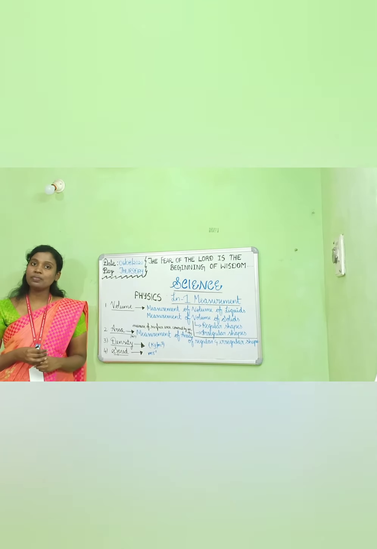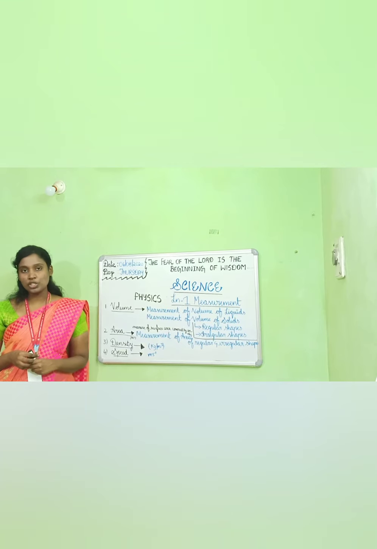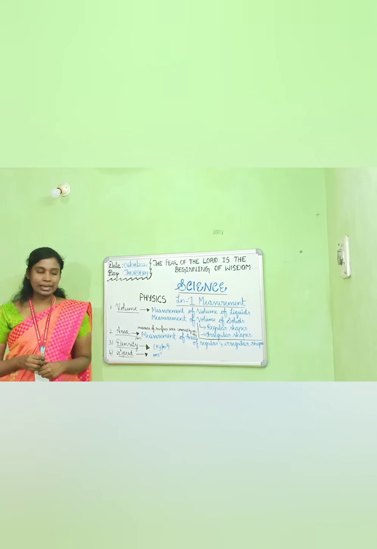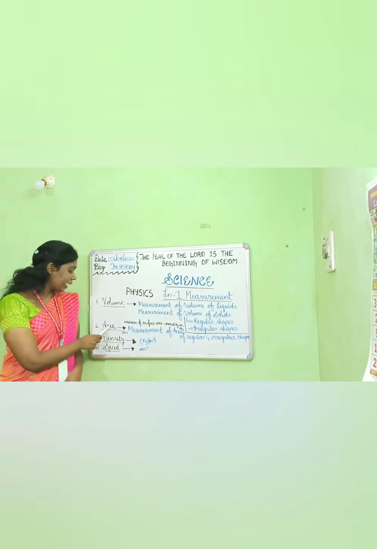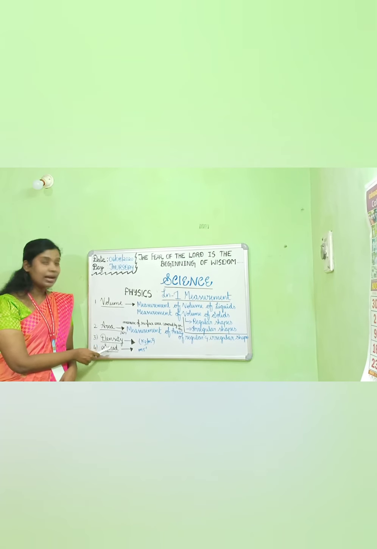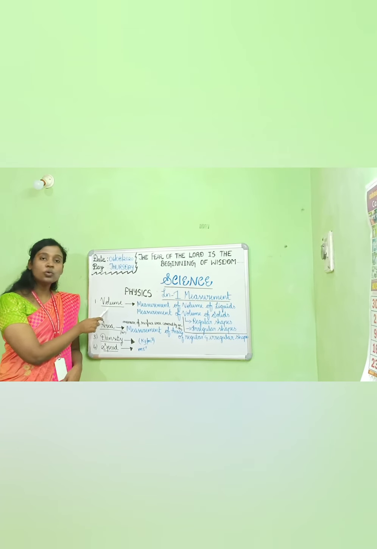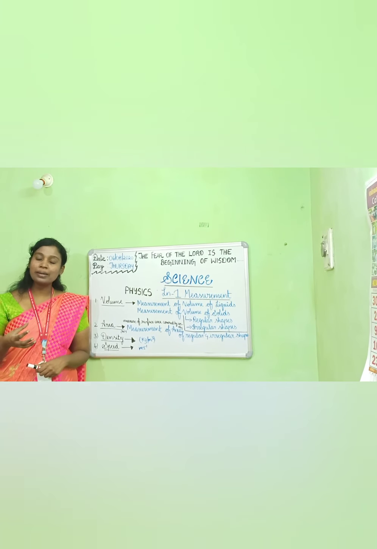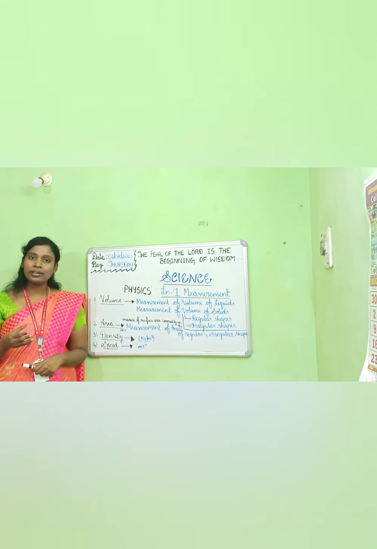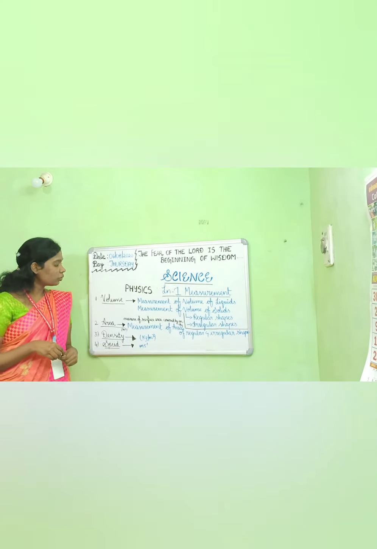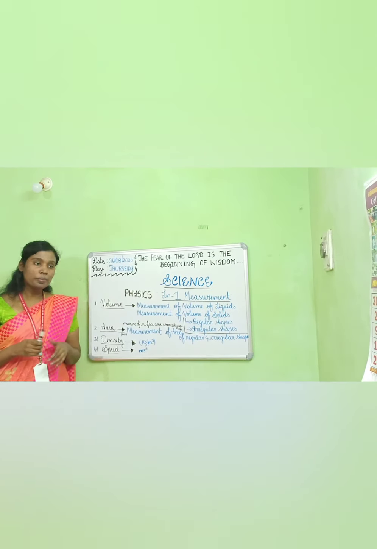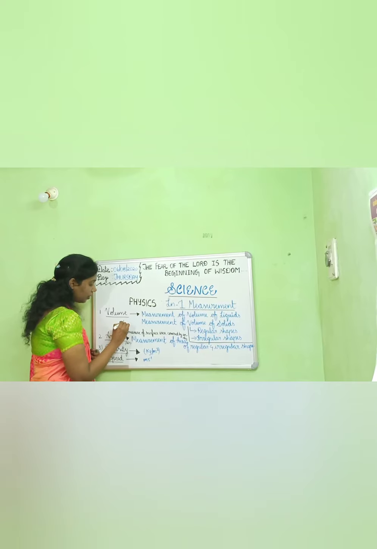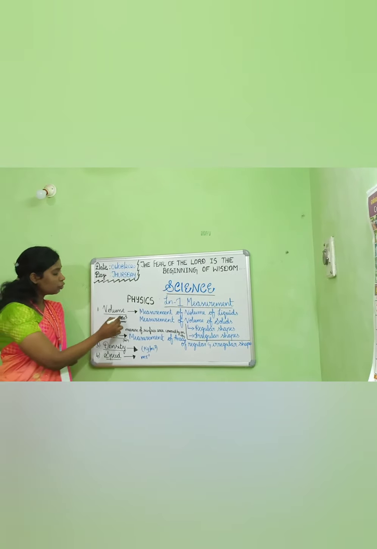So, in this session, we will be learning about the measurement of physical quantities like volume, area, density and speed. You know that volume is the amount of space occupied by a substance or an object, and the SI unit of volume is cubic meter.